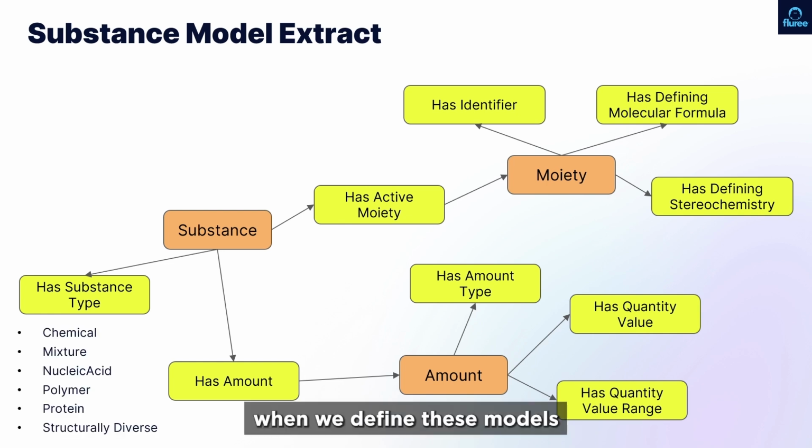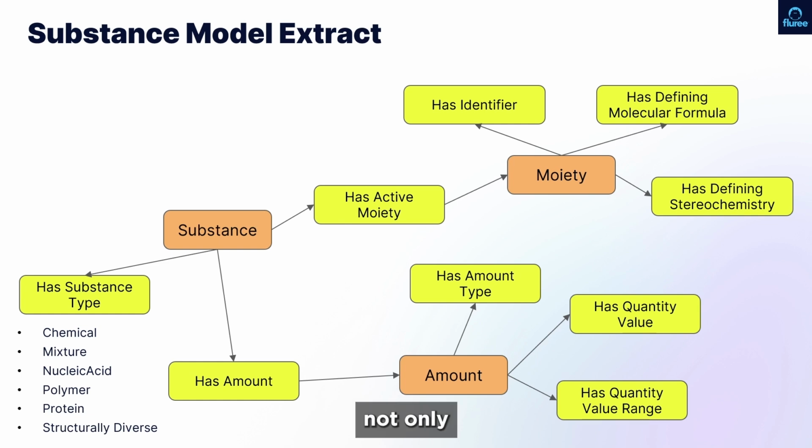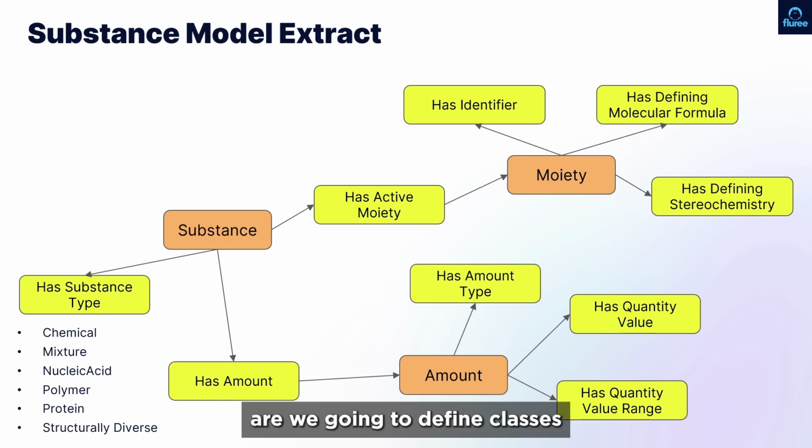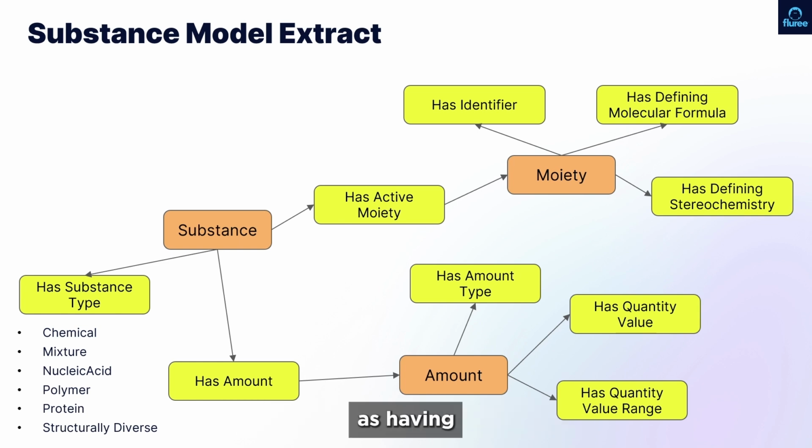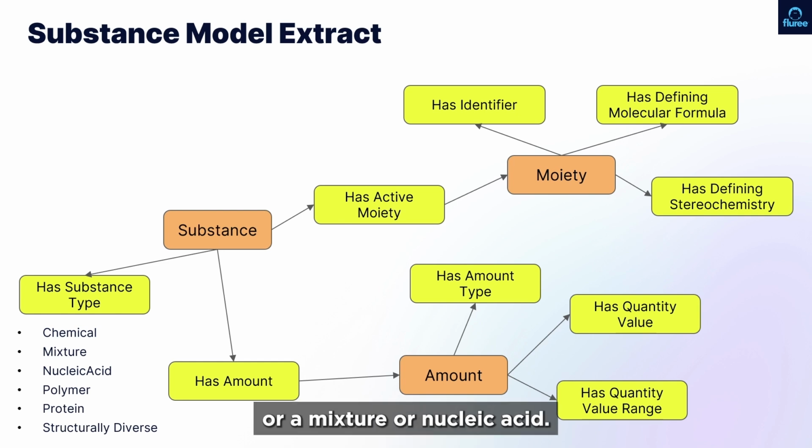What we're going to find when we define these models is that not only are we going to define classes and properties, but we're also going to define a set of enumerated valid values. So for example, we may come back and say, look, substances must be defined. We're going to create a constraint that a substance must be defined as being a chemical or a mixture or nucleic acid. And these terms are important because they mean something.